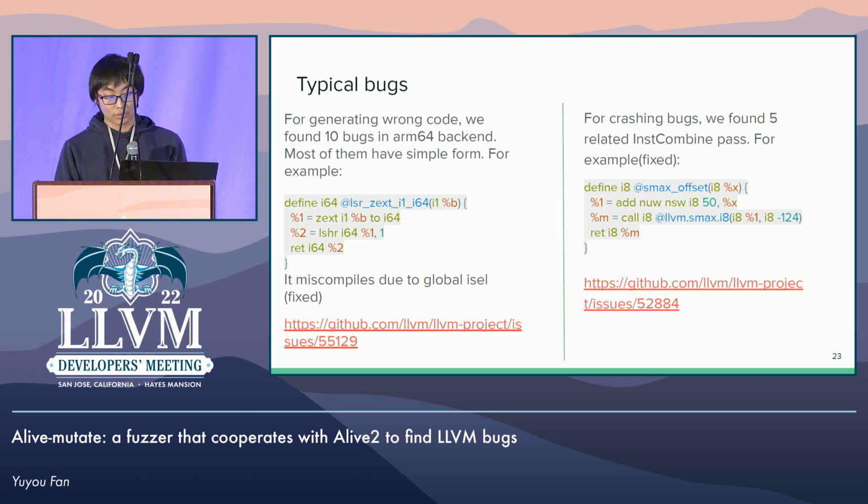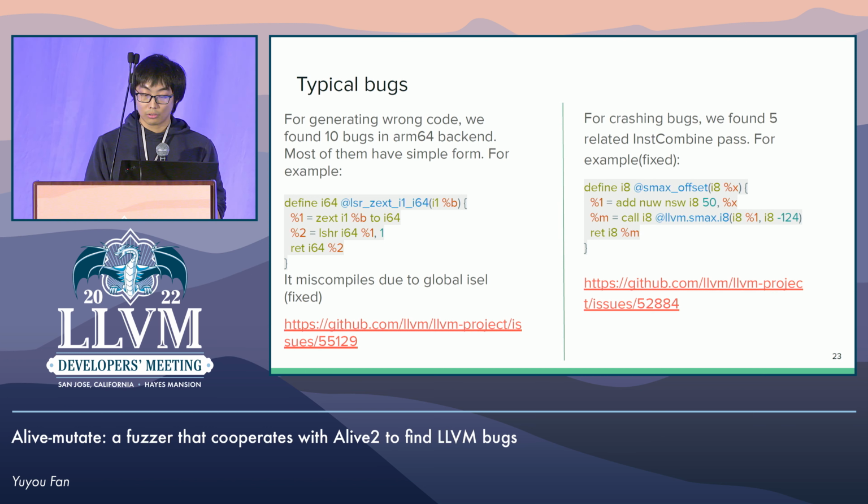And the right part is about crash bugs. We found 5 related to InstCombine paths. For example, here is a function that receives an I8 integer and returns an I8 integer. First, we do an add operation, and then we do an smax of the added result with negative 124. Return it. It causes a crash.